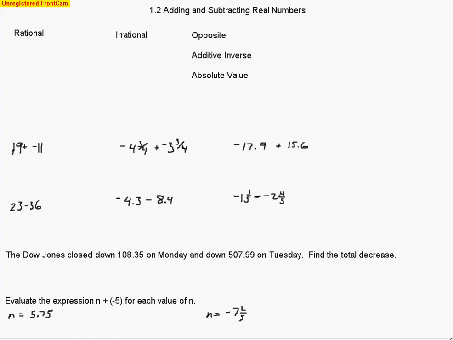Today we are going to be adding and subtracting real numbers. And so we're going to go over some vocabulary first to talk about what real numbers are. Real numbers consist of rational numbers and irrational numbers. Basically, a rational number is a number we can understand. It's a number that we can make into a fraction.